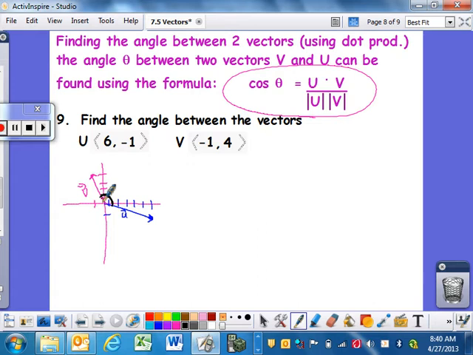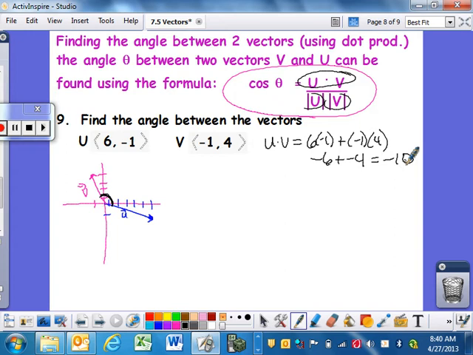So to do this, you do this calculation. Cosine theta equals, let's find the dot product and then each magnitude separately. Okay? So the dot product, u dot v, would literally mean 6 times -1 plus -1 times 4. So -6 plus -4 gives me -10. So that is going to be the number that goes on the top part of the fraction. Okay? The bottom part has two magnitudes.